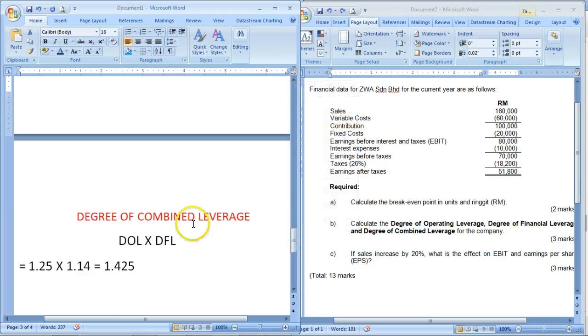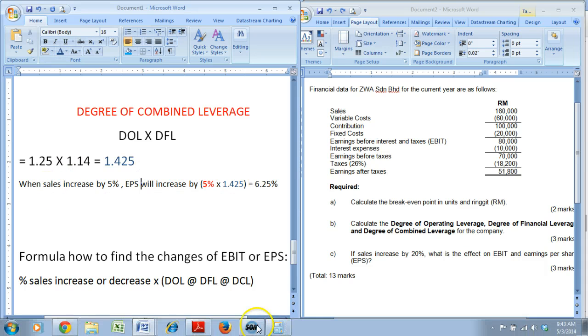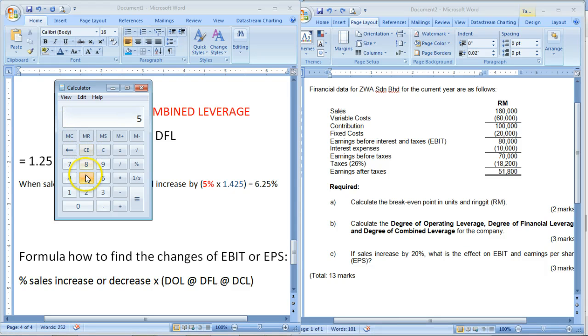Okay. It's between what to what? DCL, what do we want to measure? Correct. Sales and EBIT or sales and EPS? Sales and EPS. You can assume any figure. Can you use 1.25? No, you need to use the DCL amount, because you're calculating sales and EPS. So you can see the impact. So what is the real answer? 5 times 1.425, you get 7.125.